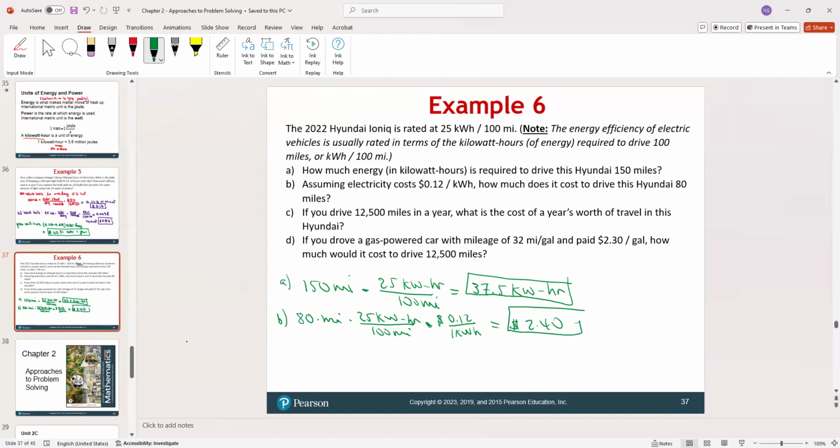And of course, as you see, the other examples would be the same, right? But I'll only leave you to do C and D for now.